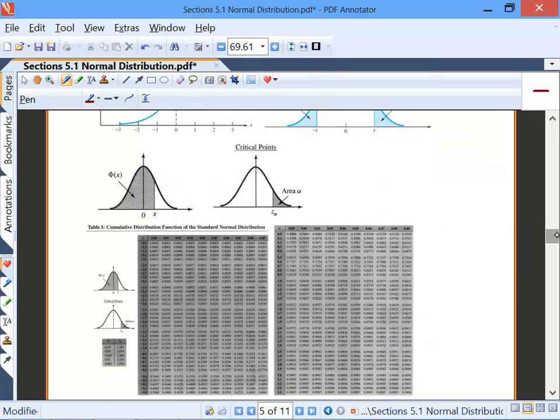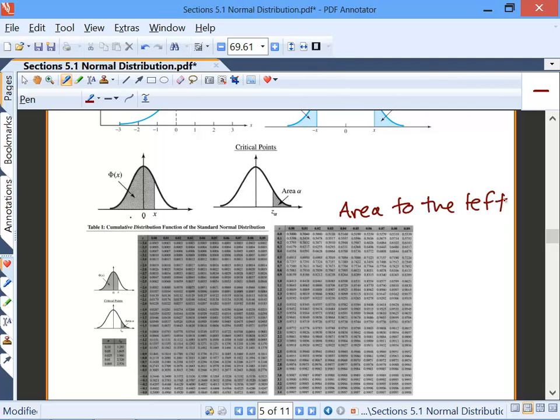Now this next thing is what the actual table looks like in your book. At the back of your book, somewhere between the end of the chapters and, I think, before the solutions manual or the index, you have a table. There are a couple of tables; this is the standard normal table. I blew up these two pictures so we could look at them. This picture is there to remind you that the table always gives you the area to the left.